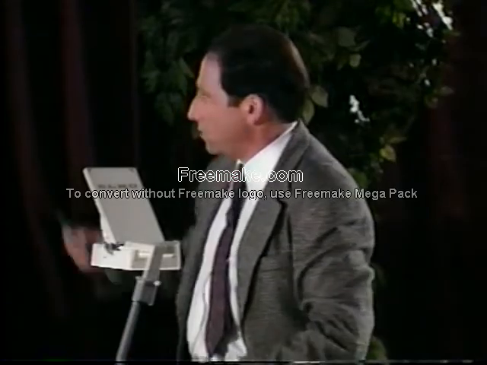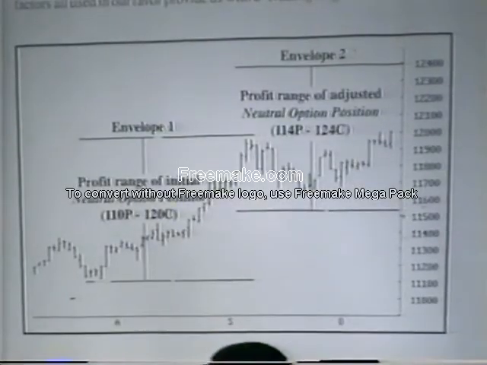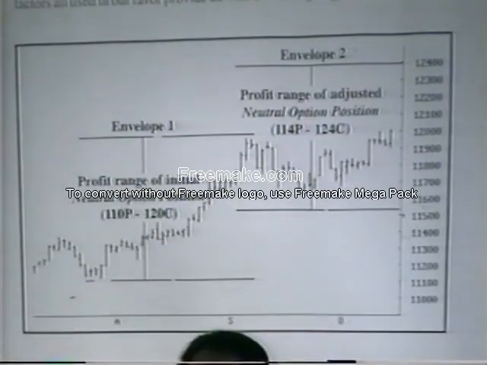Now we talk about adjusting the position. Here's an example of a 110 put and 120 call neutral position, the one on the left. So we're basically saying that we expect the market to stay between 110 and 120. Okay, again, you go into the coma, the market stays there, you win.